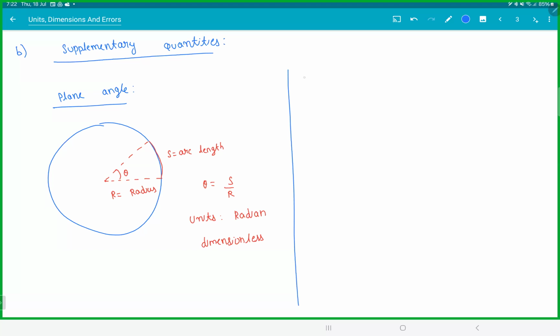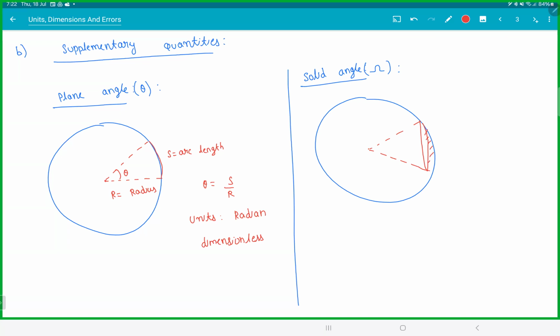The second one is the solid angle. The solid angle we don't have in 11th and 12th. We don't use it, but we are going to use a variation of it. The symbol for solid angle is theta, drawn like this. We call its units steradian. We'll see what it means.